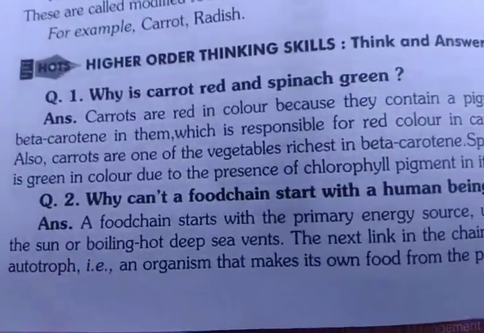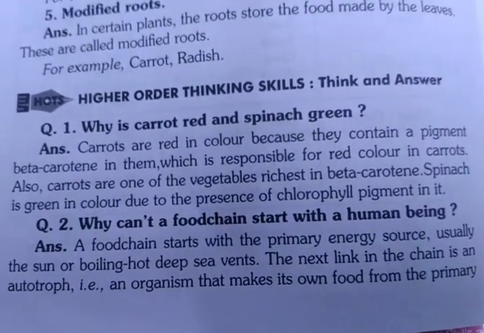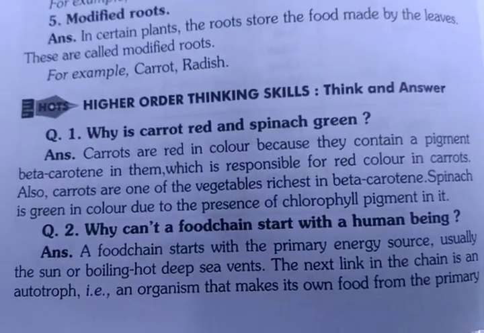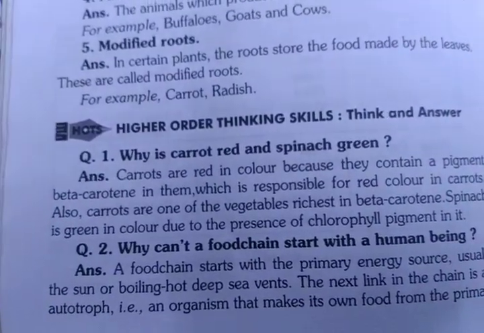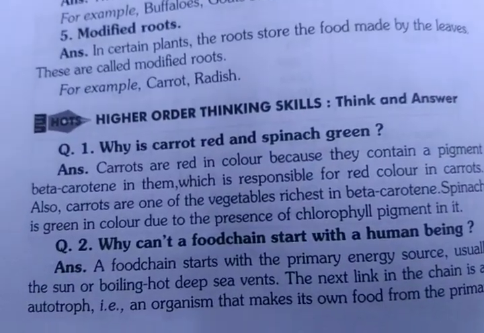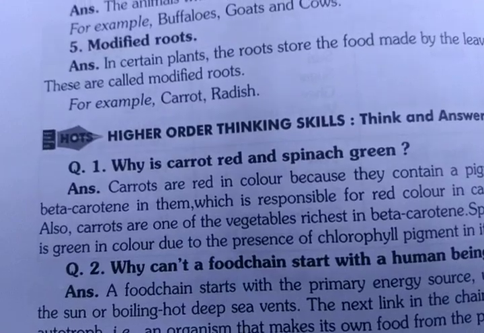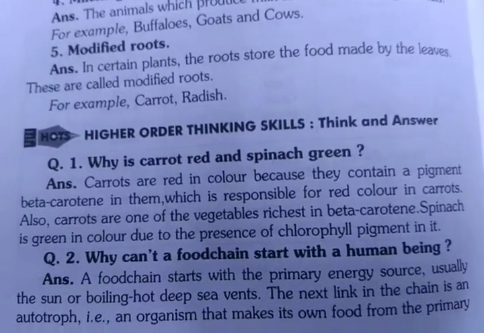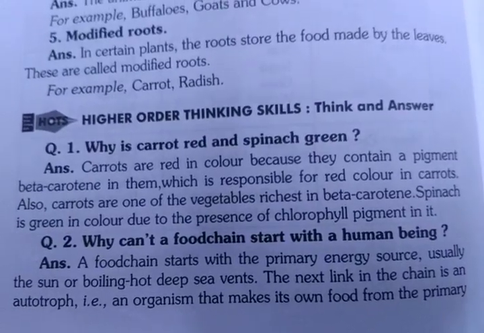You can see here: why is carrot red and spinach green? Very, very important question. Carrots are red in color because they contain a pigment called beta carotene. Remember, if anybody asks you which type of pigment is present in a carrot, you can say beta carotene, which is responsible for the red color in carrots. Carrots are also one of the vegetables richest in beta carotene.